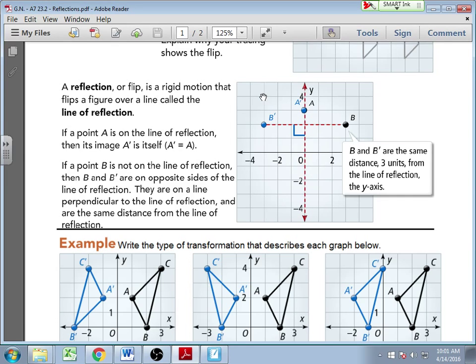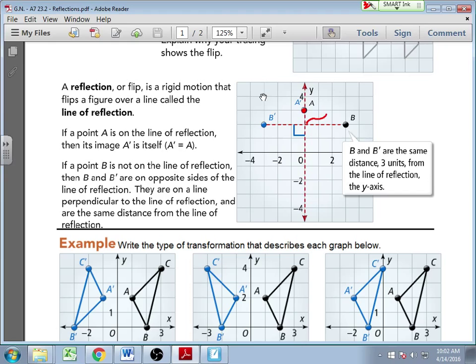Why are, I guess I should say proper grammar, A and A prime in the same location? Noah? Because they're on a y-axis, so it wouldn't be. I don't know how to explain it. How far away from my line of reflection is point A? 0. How far away should my prime point be? 0. Exactly. So this is reflected, but it's actually in the same place when it's reflected. So if you start on the line of reflection, you end up on the line of reflection.